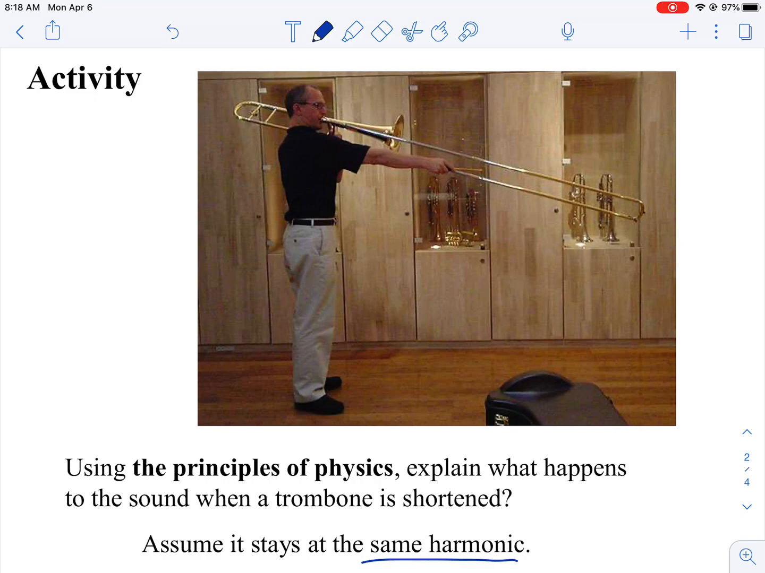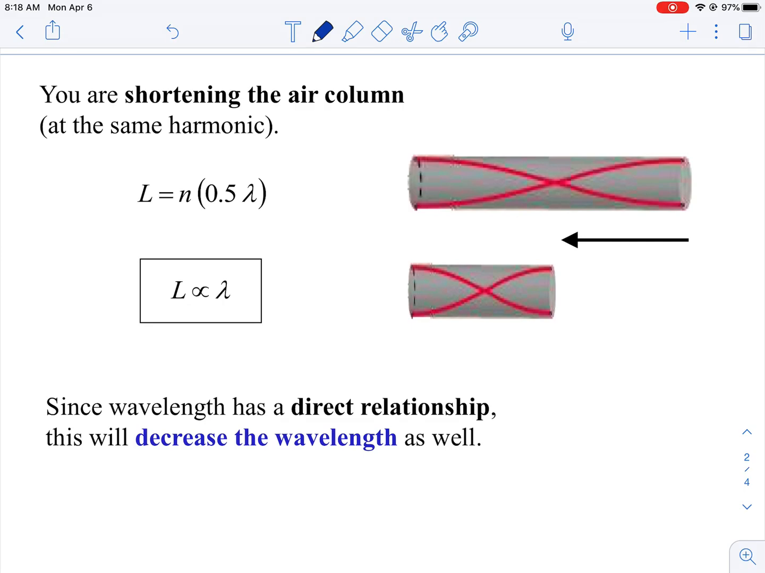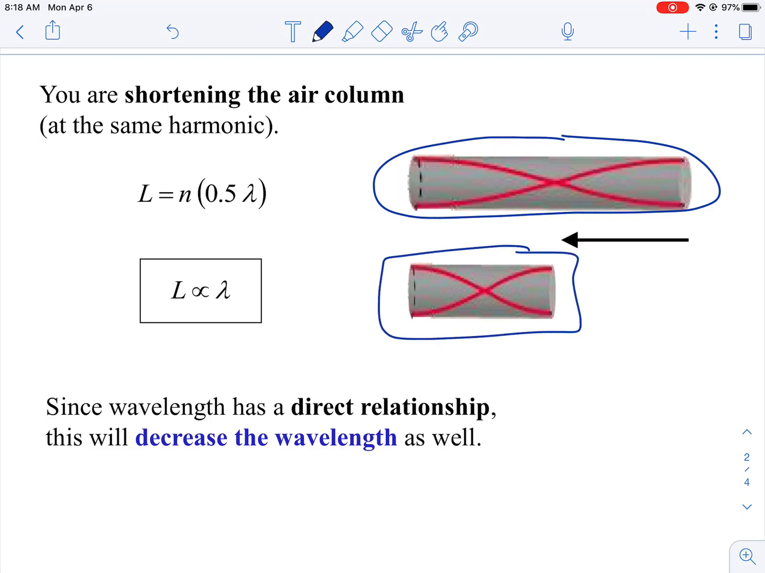Okay, let's see how you guys did. Well, if we assume it's on the same harmonic, in this case the fundamental, then we started out with a long fundamental, but then of course this shrinks down to a shorter fundamental. It's the same harmonic, but the wavelength has definitely gotten shorter. So you can see this is because L and lambda have a beautiful direct relationship. So shorten the length, shorten the wavelength. So that's the first thing we need to prove.